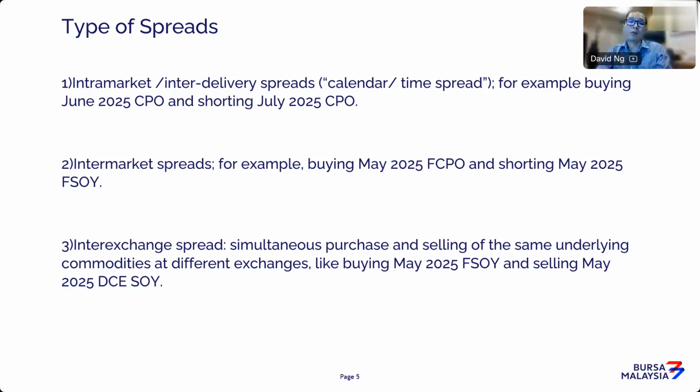The most common among these three types of spreads, as I mentioned, is usually the calendar or time spread that most traders will look at. Just to reiterate, with the time spread, you're looking at different calendar months listed on the CPO market under Bursa Malaysia Exchange.